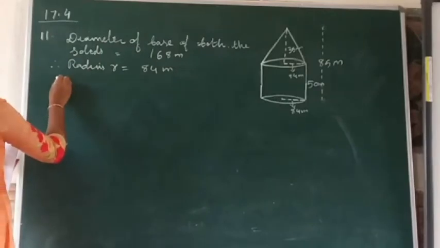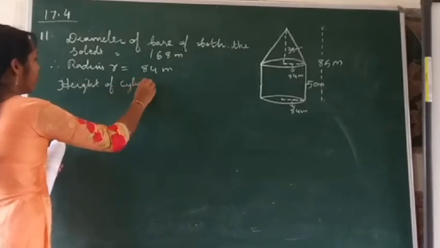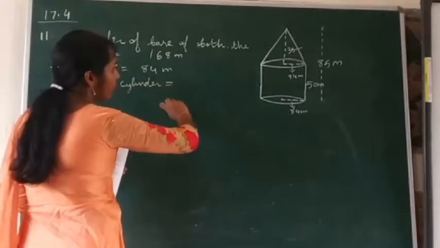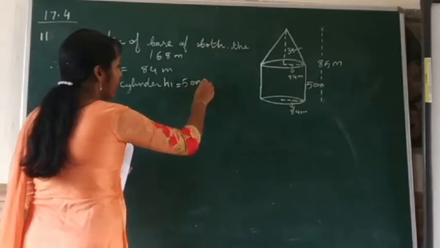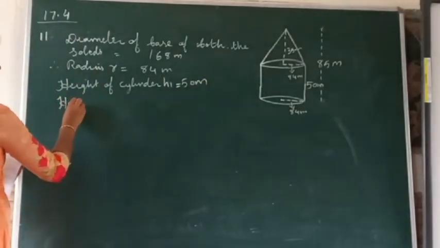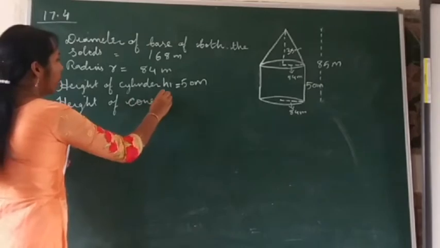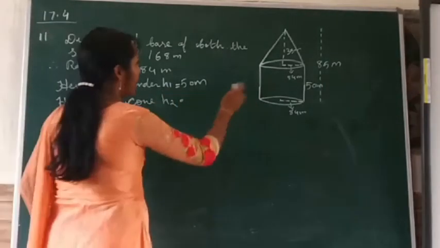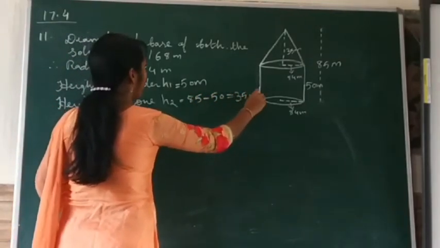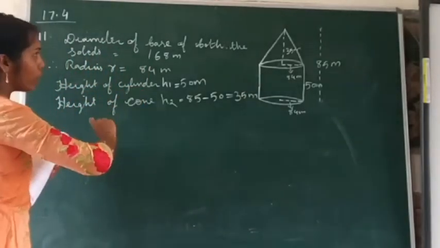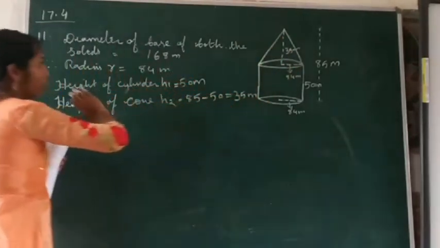Now, height of cylindrical part, height of cylinder is equal to 50 meter, or let us take it as H1, that is equal to 50 meter. Now, height of cone, that is H2, is equal to 85 minus 50, that is equal to 35 meter. Now we have to find out the slant height of the cone. For finding out the surface area of the cone, we need the slant height of the cone. We can obtain it by using Pythagoras theorem.